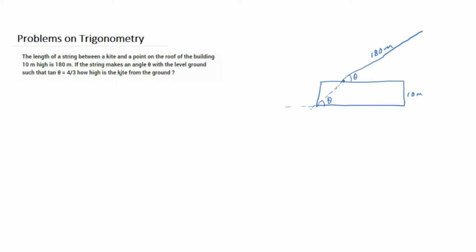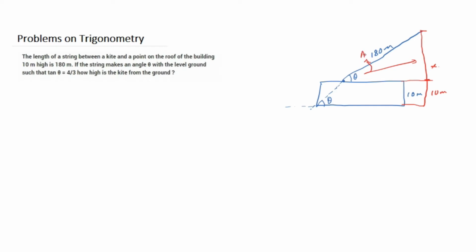How high is the kite from the ground? So we need to find basically this distance from the kite to the ground, how high it is. Let us call that x. We've got a right triangle here. This we know is 10 meters. So let's say the distance between this point and this, let's call that x. We have the angle theta here, the side opposite to that which we need to find out, and the side next to that which is the adjacent.